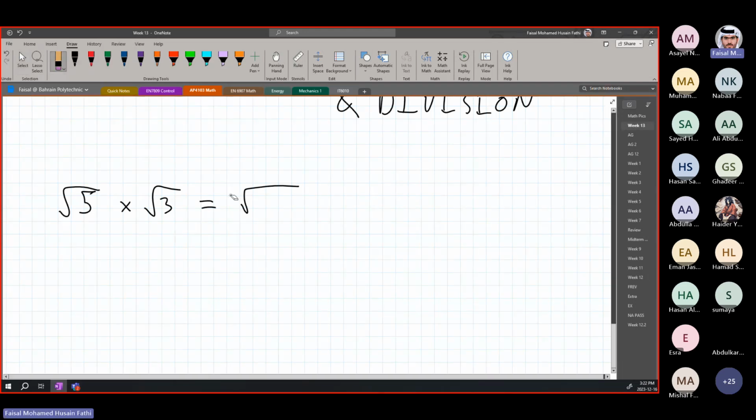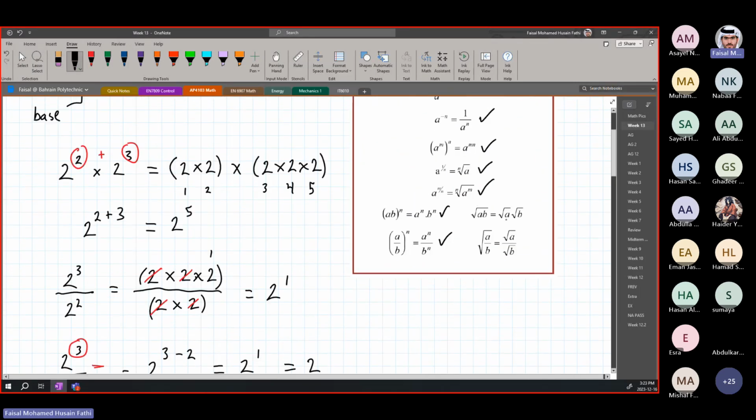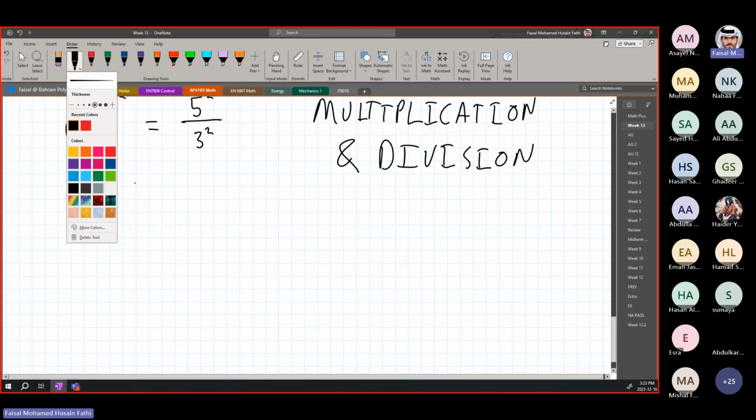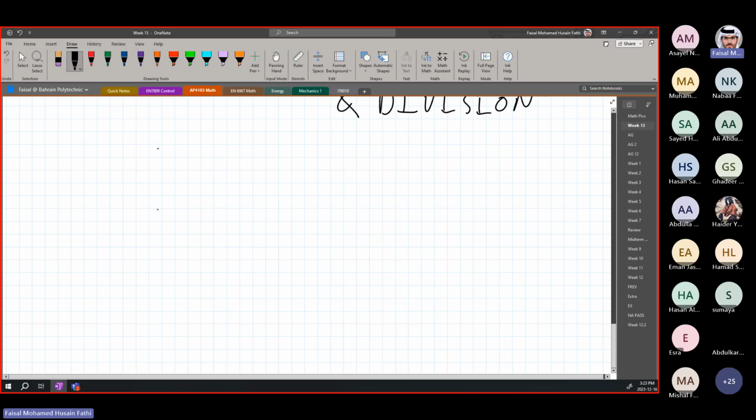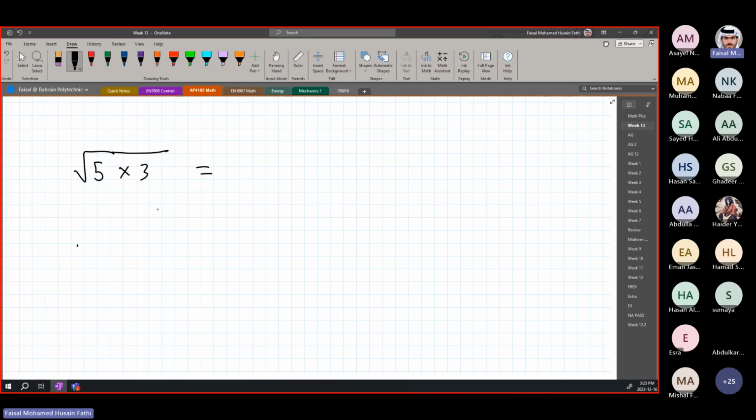Sorry, one second. Let me see what this rule says. Square root of AB is equal to square root of A times square root of B. Yes, exactly. So again, we have the square root of 5 times 3 all under the square root. We can simply say that this is equal to the square root of 5 times the square root of 3.